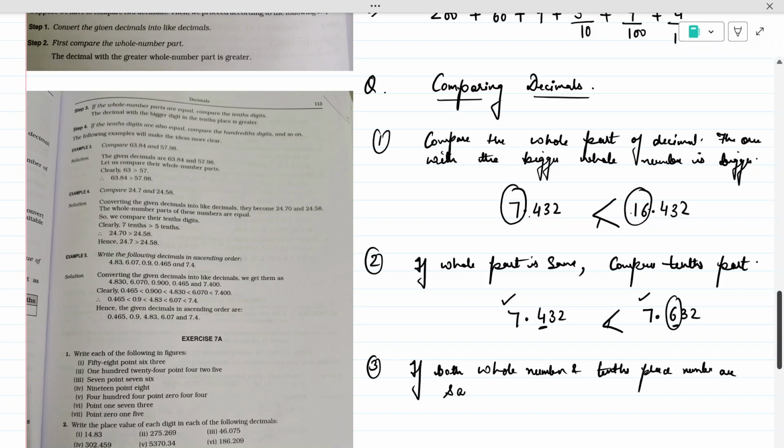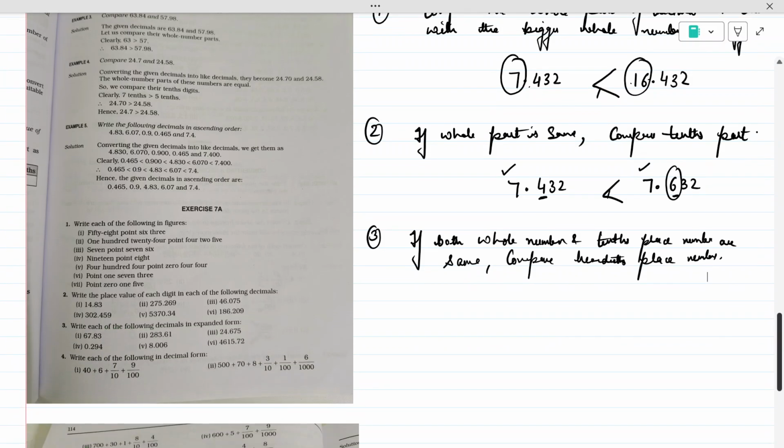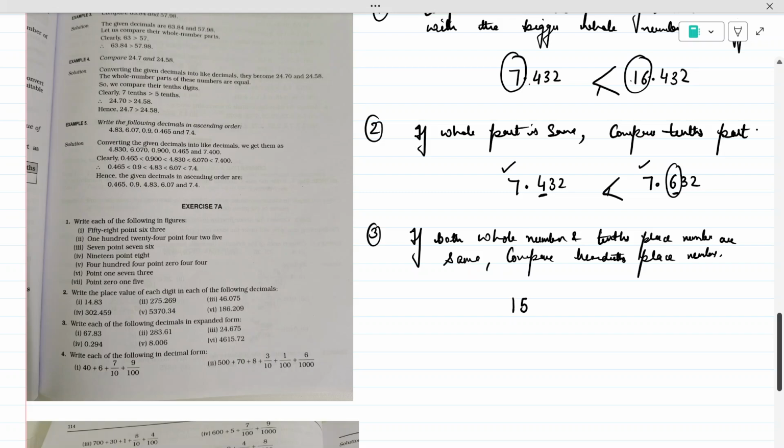move to the next comparison. That means compare hundredths place numbers. Okay, so what does that mean? That means now if I have a number, say 15.236, and the other number I have 15.289, in this case the whole number is the same, the tenths place is the same, so we are going to compare the hundredths place. So here we know 89 is greater, so this number will be bigger, and so on. So this is how we are going to compare it.